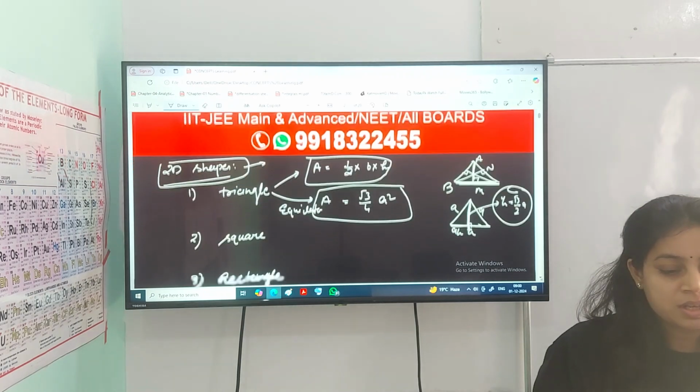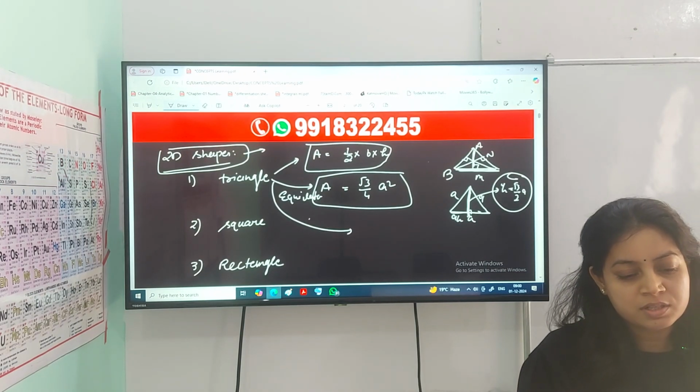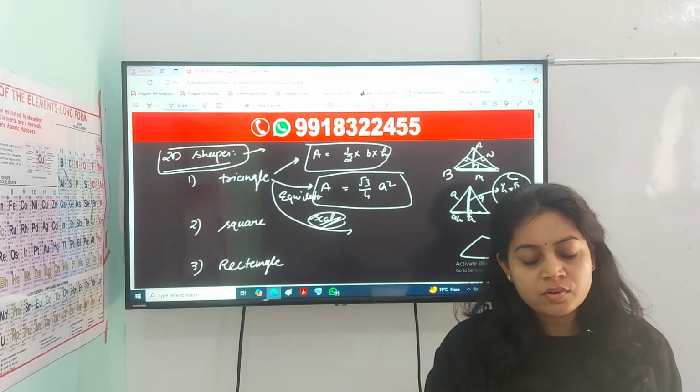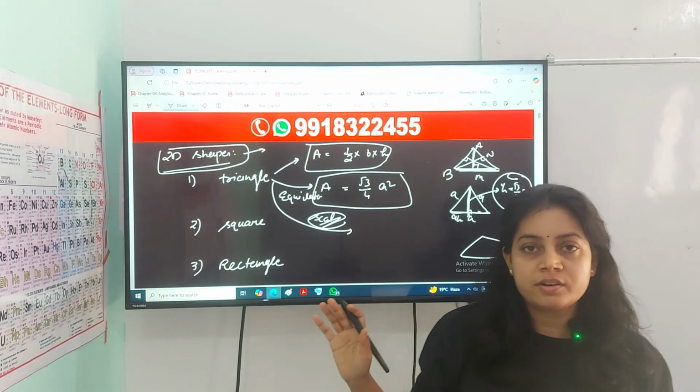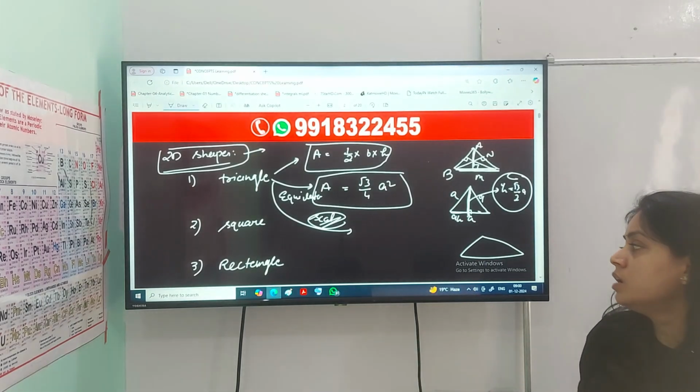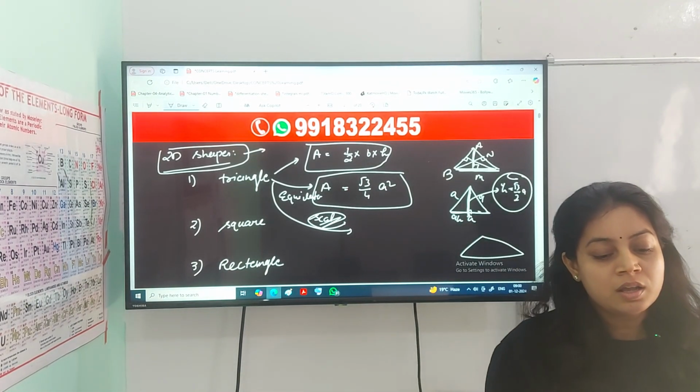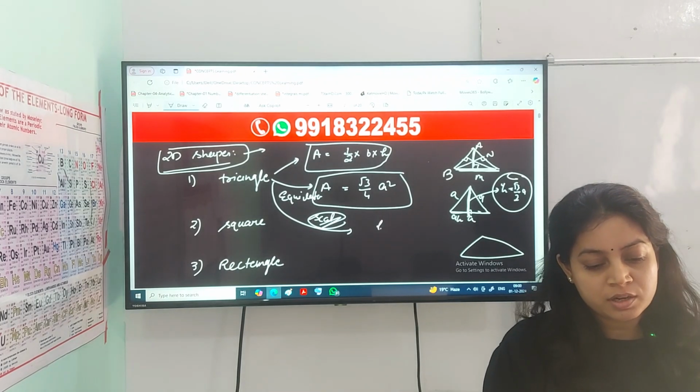The last triangle we have is the scalene triangle. What is a scalene triangle? If all sides in a triangle are different, then it is called a scalene triangle. In the scalene triangle, we have a specific formula to calculate the area. That is Heron's formula.